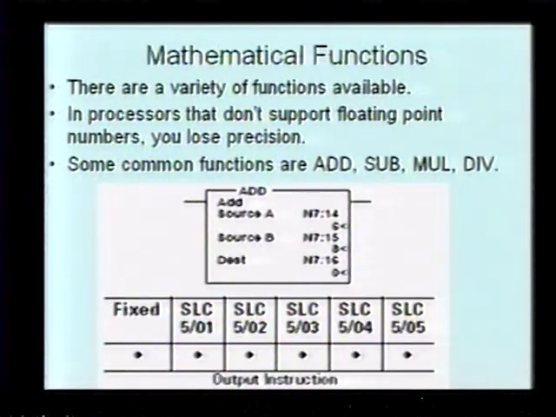You can do mathematical functions in PLCs. There are a variety of functions available, and on processors that don't support floating point numbers, you lose precision. Some common functions are add, subtract, multiply, and divide. So you can see with a PLC, you're not restricted to the Boolean identities. You can actually do some fairly complex algorithms with an add function, or you can do simple multiplication, division, etc.